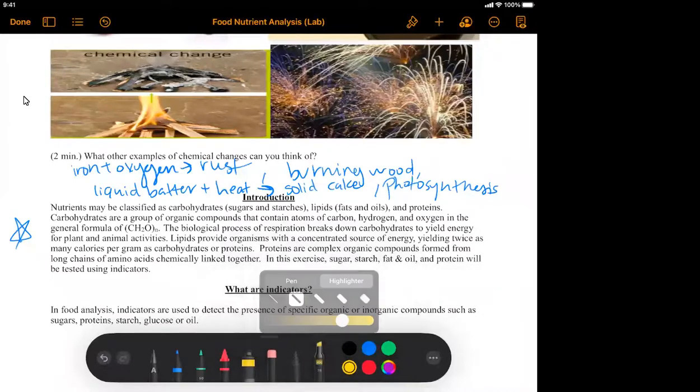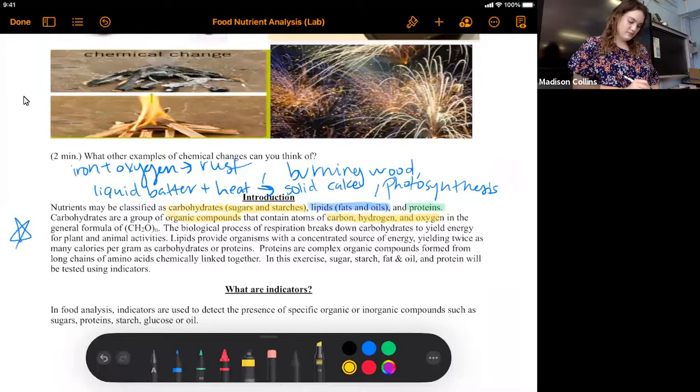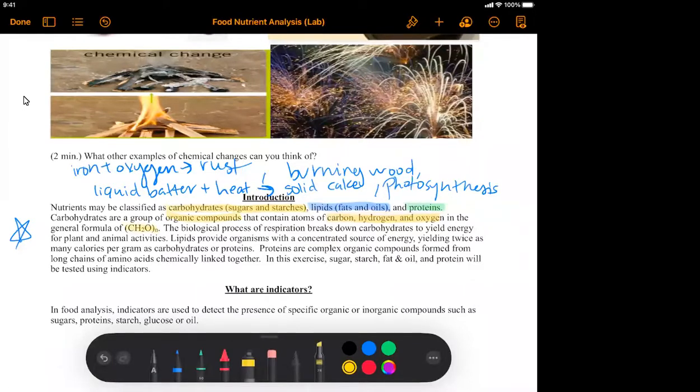Nutrients may be classified as carbohydrates, sugars, and starches, lipids, fats and oils, and proteins. Carbohydrates are a group of organic compounds that contain atoms of carbon, hydrogen, and oxygen in the general formula of H2O. The biological process of respiration breaks down carbohydrates to yield energy for plant and animal activities. Lipids provide organisms with a concentrated source of energy, yielding twice as many calories per gram as carbohydrates or proteins. Proteins are complex organic compounds formed from long chains of amino acids chemically linked together. In this exercise, sugar, starch, fat, and oil, and protein will be tested using indicators. Perfect, thank you very much.